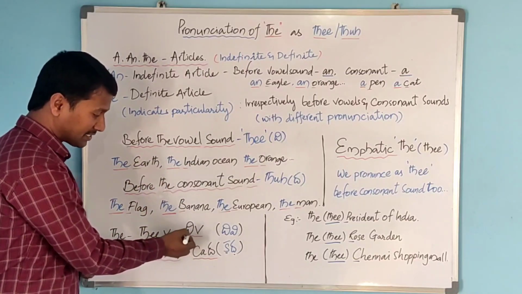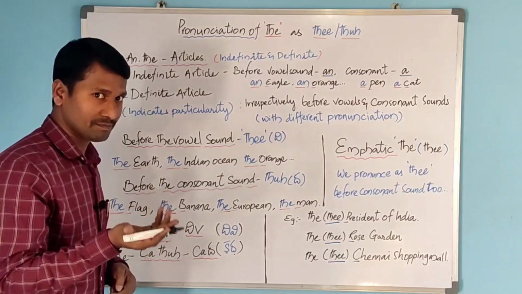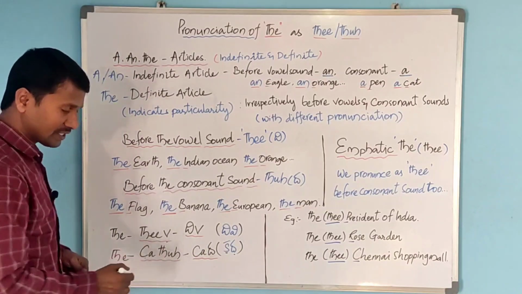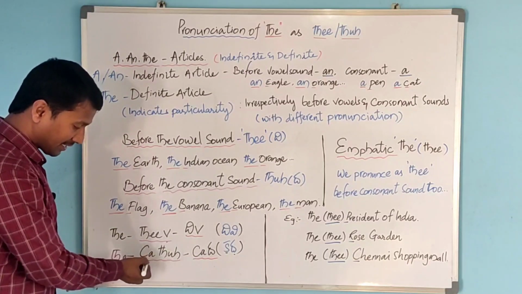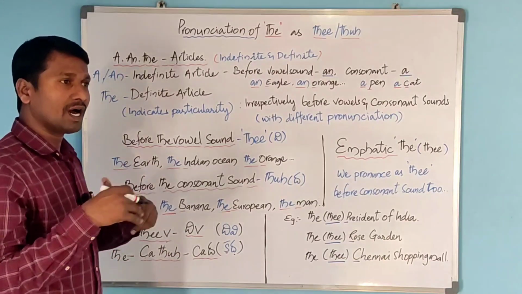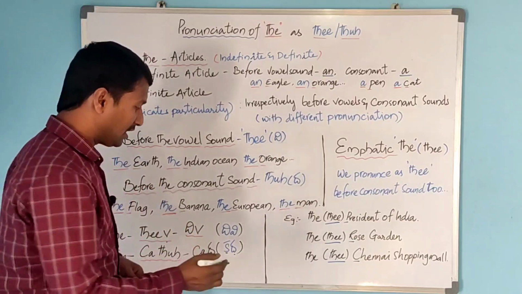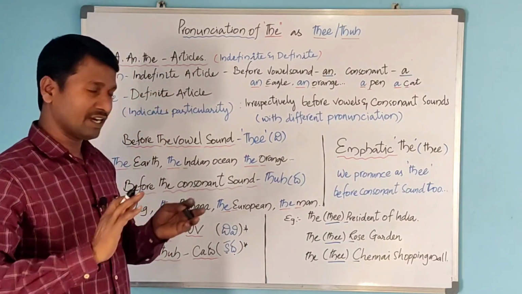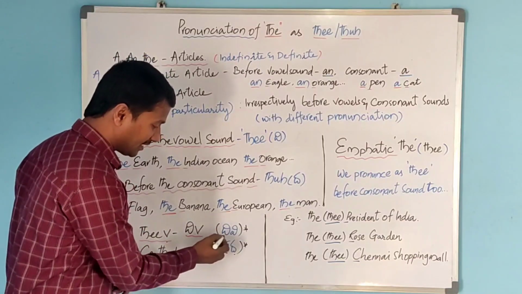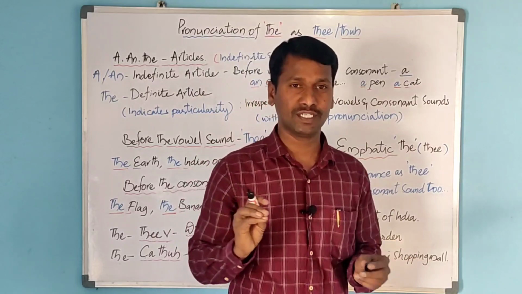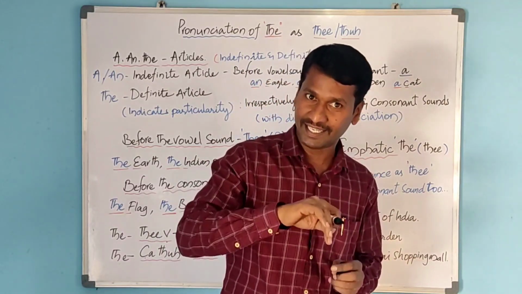V stands for vowels, and "thee" is the sound of "the" before vowels. And the same for consonants: "ka", "the". Ka stands for consonants, "kada". It means before consonants we have to pronounce it as "thuh". If you remember these two words easily, you cannot get confused. "Divi, kada" is one trick that you can remember without any confusion whether "the" is pronounced as "thee" or "thuh".